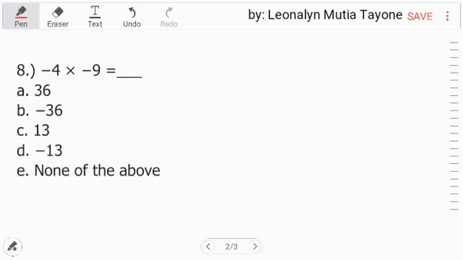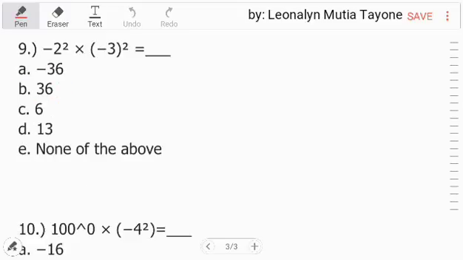Number 8, negative 4 times negative 9. When we multiply negative times negative, the answer is positive. So, this is positive 36. Now, let's do number 9.